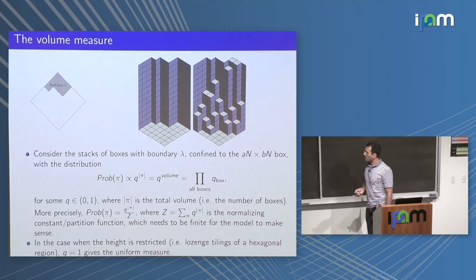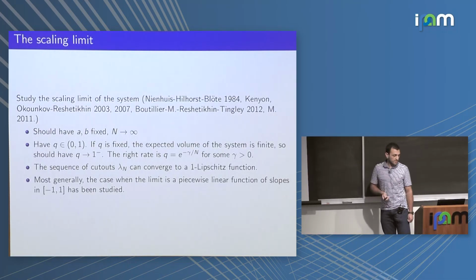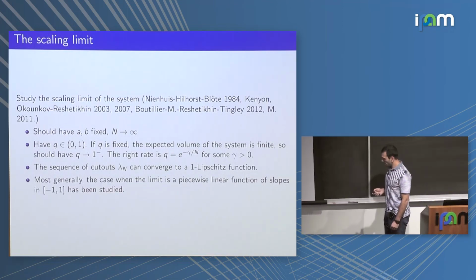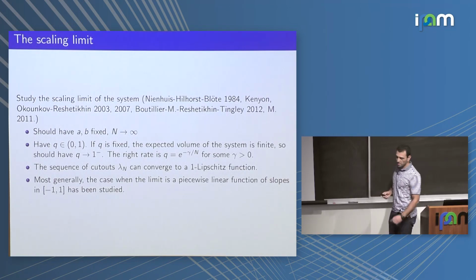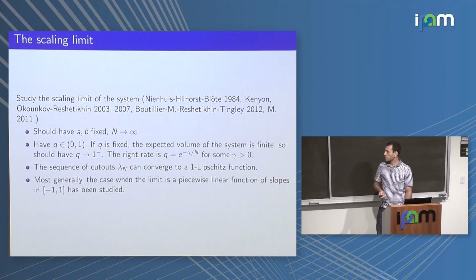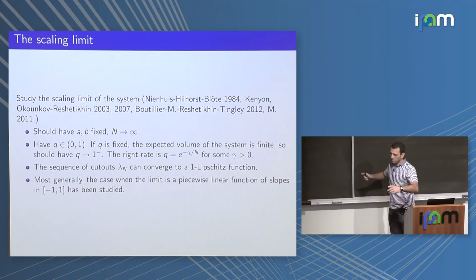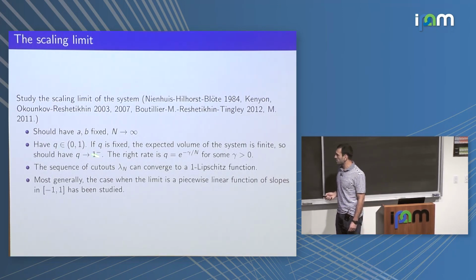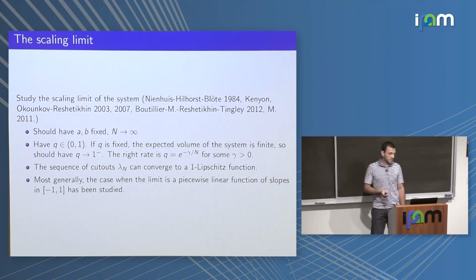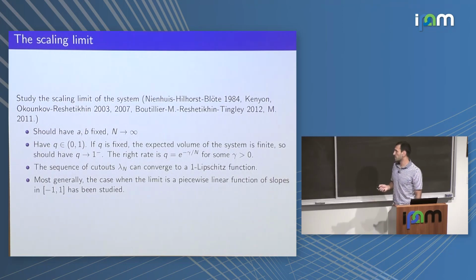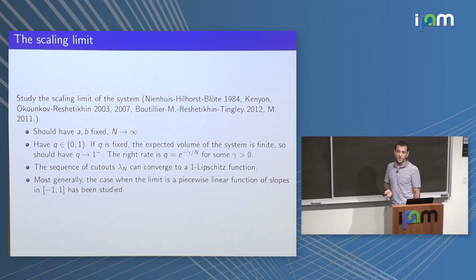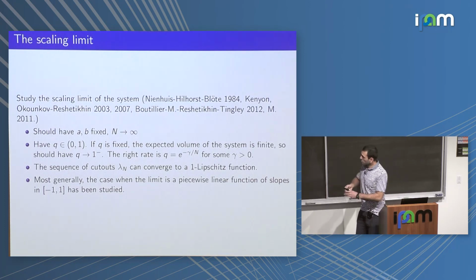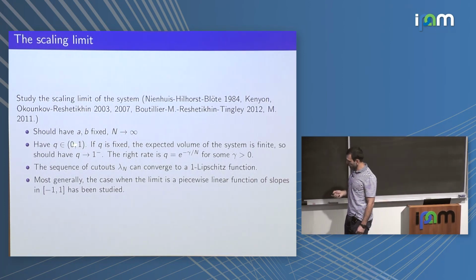So this is the model. And you want to study the scaling limit of this model. There's been a series of works doing this for plane partitions. Basically, what you can do is say, OK, let's fix a and b, the proportions of the box, and let n go to infinity, so the boundary grows. Now you have this parameter q, and you could ask, how should this q behave? q has to be between 0 and 1. If you fix q to be strictly between 0 and 1, then you can compute the expected size of the volume of your configurations, and it will be finite. So it's not an interesting limit to consider in some sense. If you want your system to grow, then you should have q go to 1.